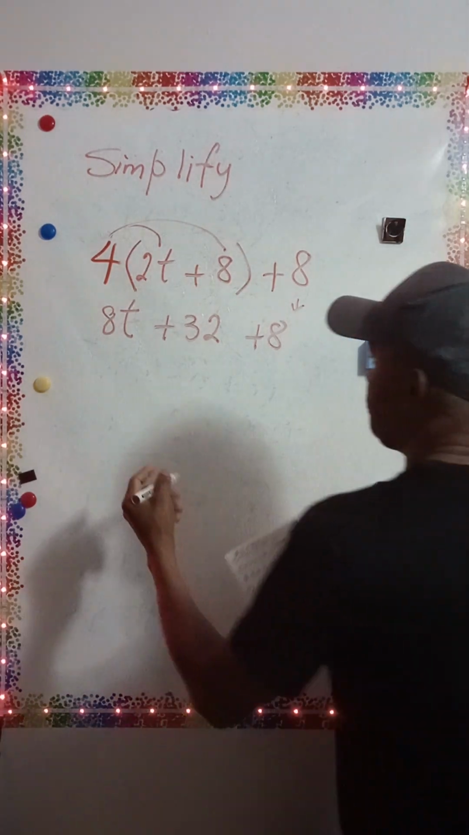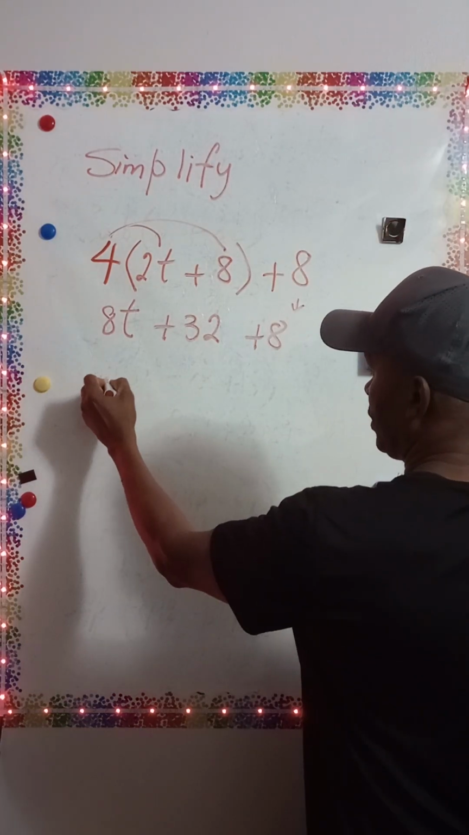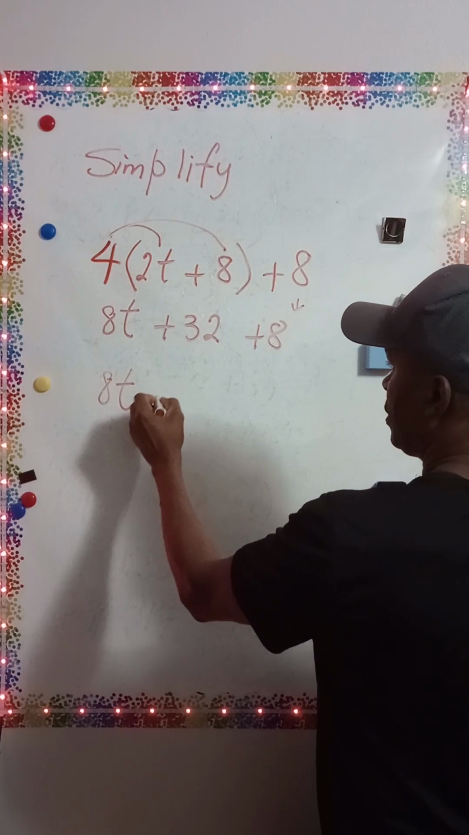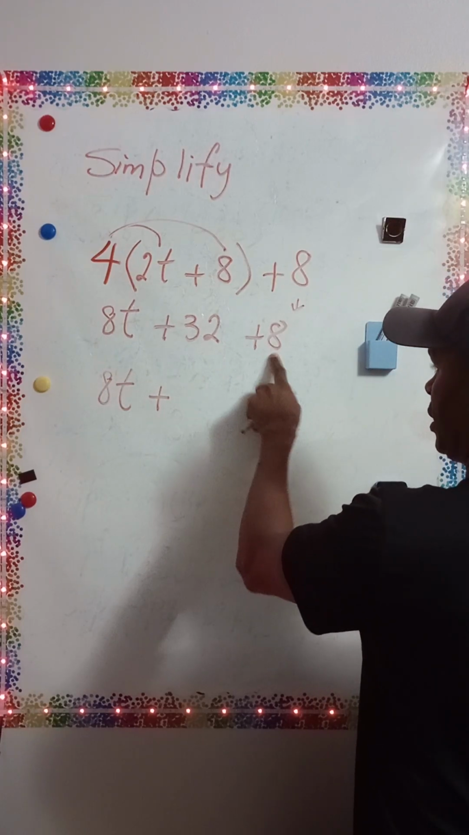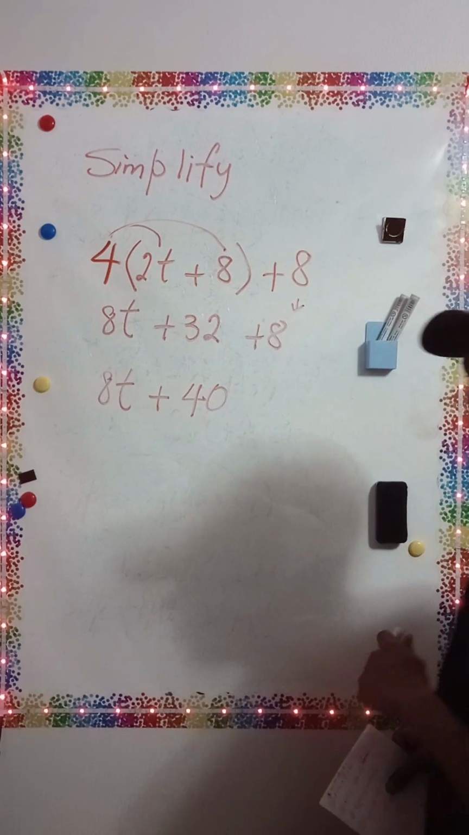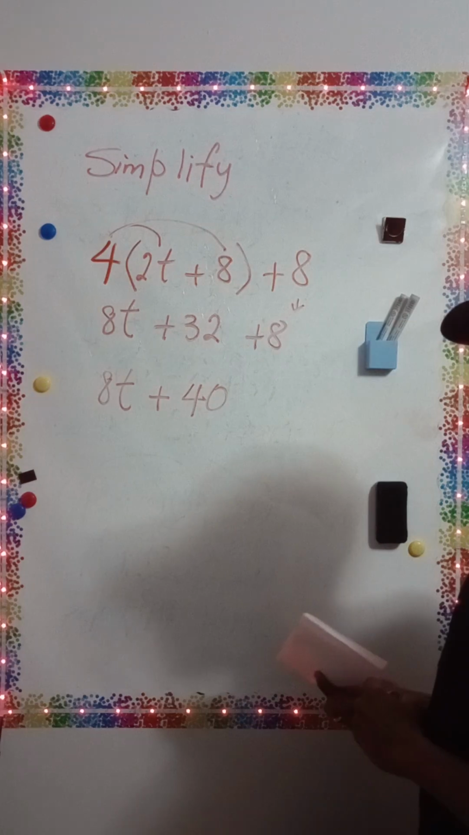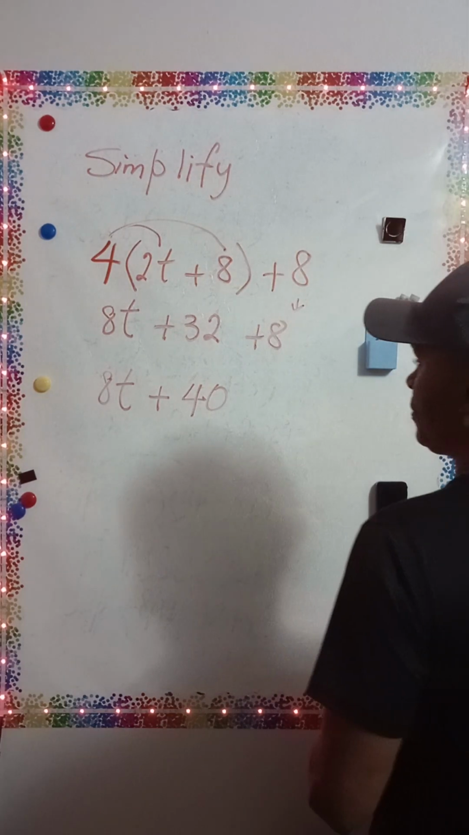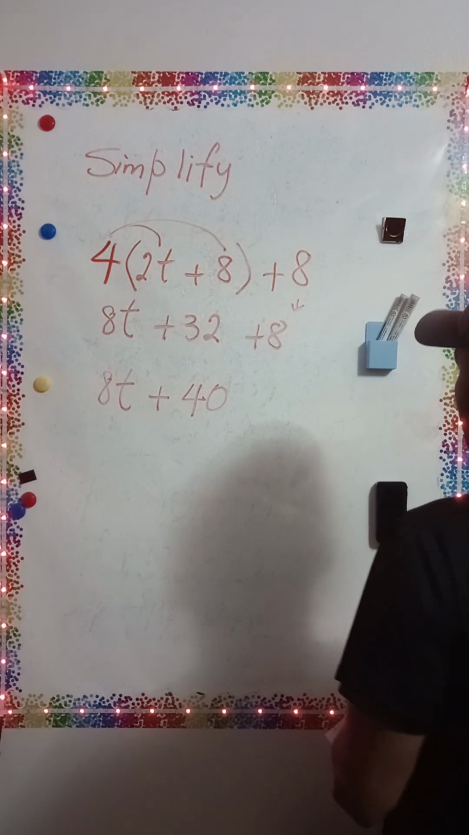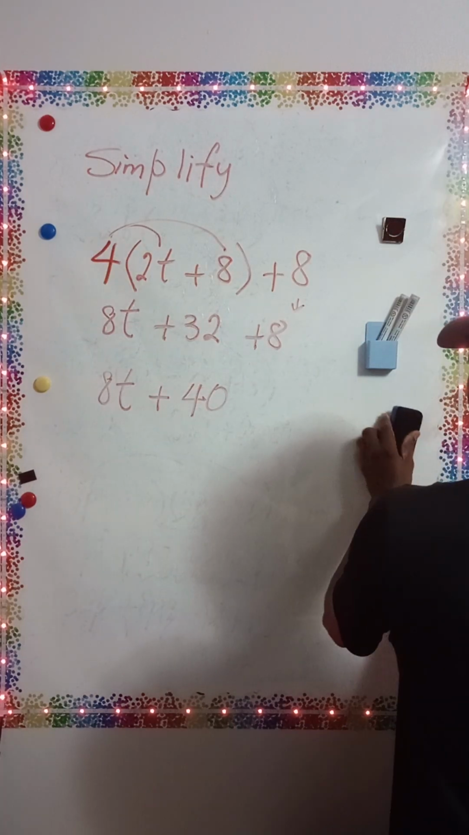And from there now, we have like terms that could be further simplified. So we're going to have what? 8t plus 32 plus 8 is what? 40. And that's the end of it because we cannot further simplify this, because they are unlike terms. Right, so please note that. And these are basically your simplifying systems like this.